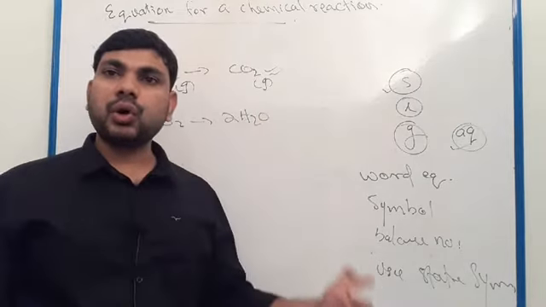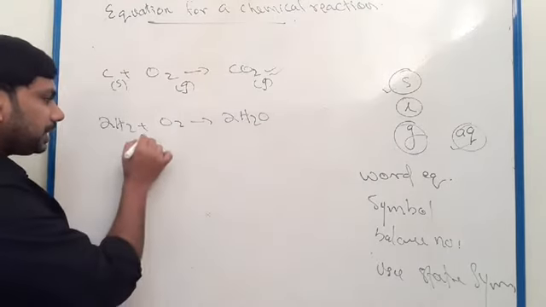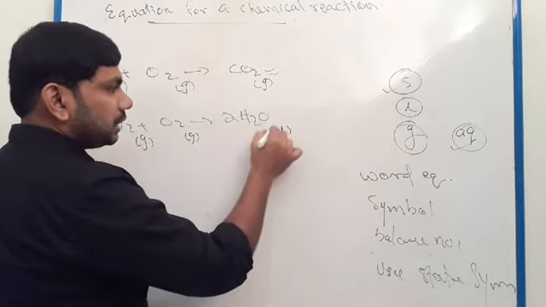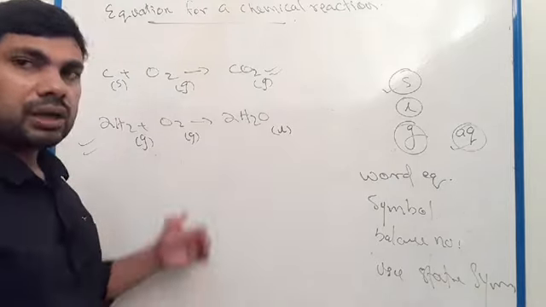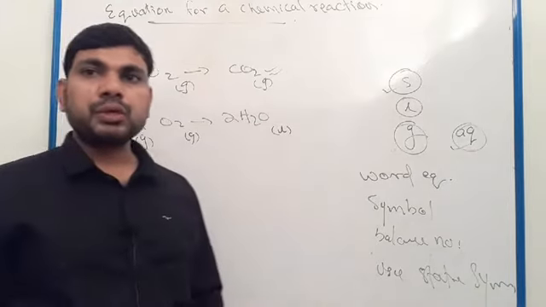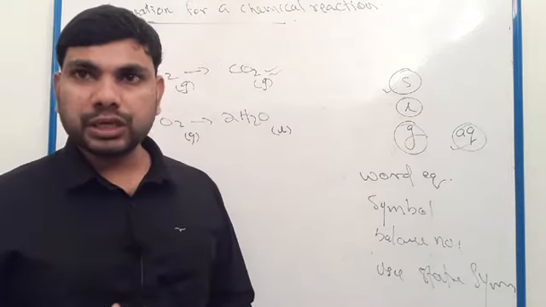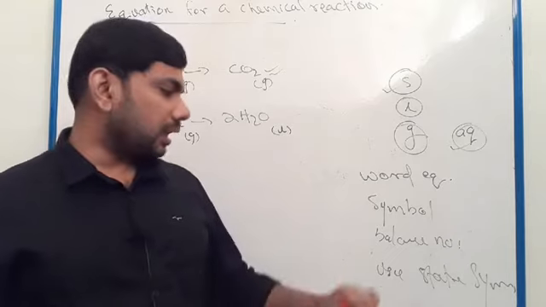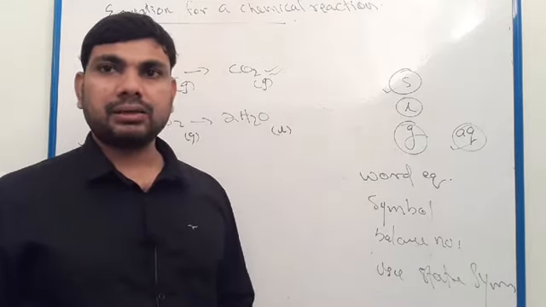Hydrogen reacted with oxygen forming water, also we have to use state symbols. Hydrogen is gas state, oxygen gaseous state, water is liquid state. So this is the complete balanced equation for these two chemical reactions. So to balance a chemical equation, first we write the word equation, symbol equation, balance the number of atoms, and the last step, use state symbols. Clear?